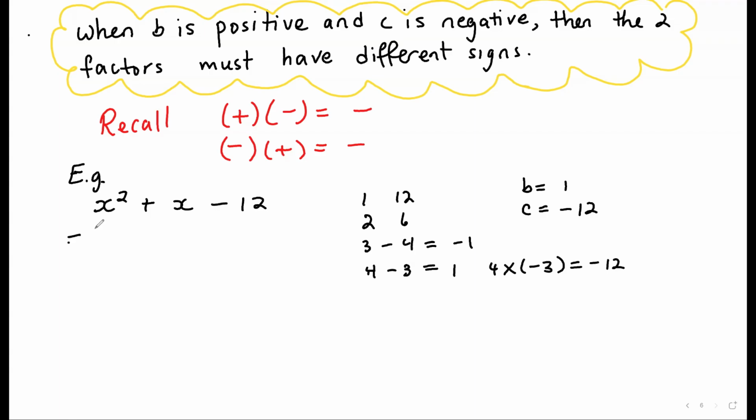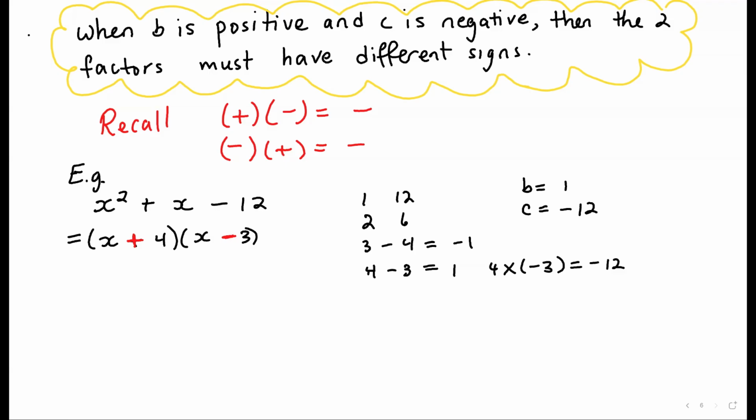So in my brackets, I'll have x plus 4 by x minus 3. And I should put that in a different color. So x plus 4 and x minus 3, because 4 take away 3 is plus 1, and 4 times negative 3 is negative 12. All right, guys? Let me see if I could do another one like that.